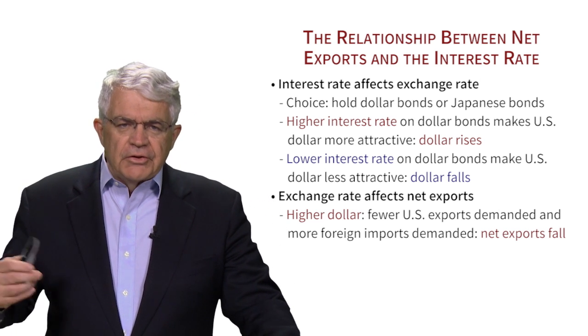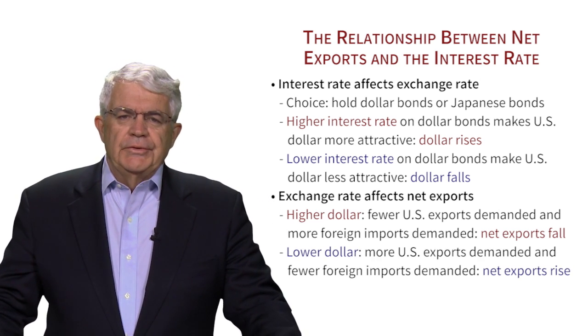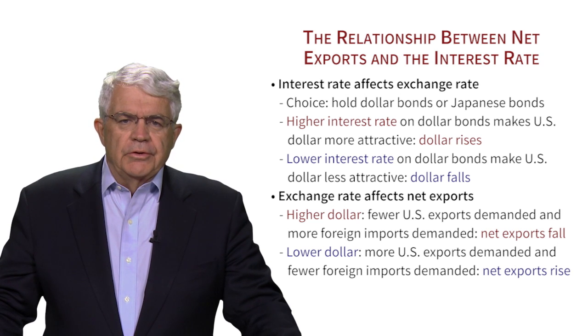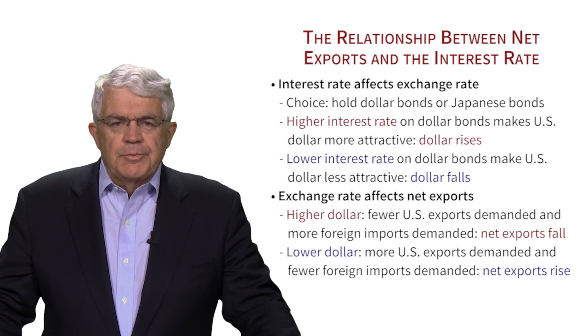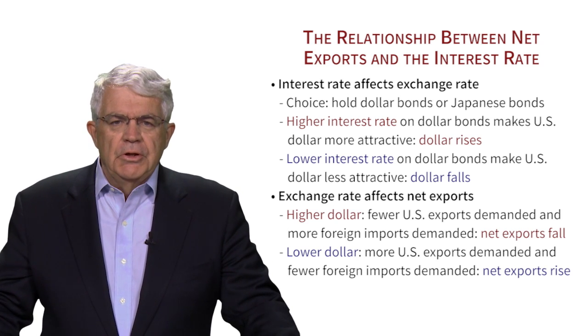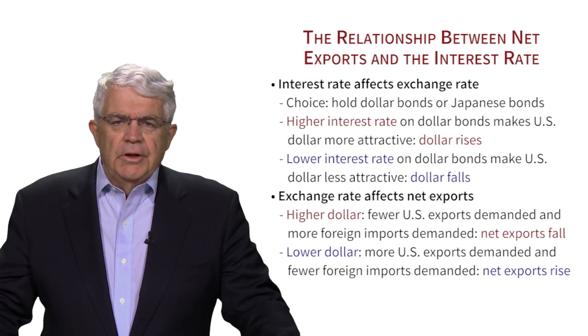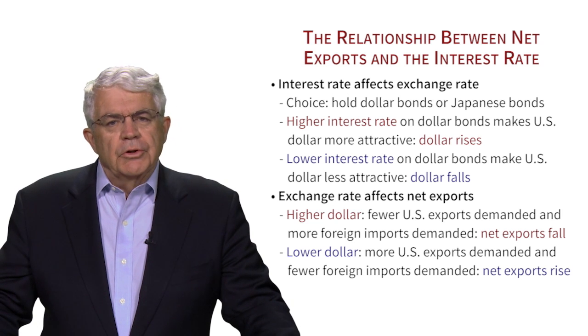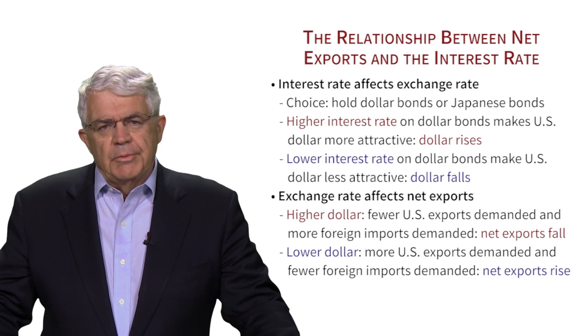And then finally, if you just reverse this, the same logic says the lower dollar will cause net exports to rise. Because of the lower dollar, there'll be more US exports demanded. Again, the logic is very much the same. US exports will be cheaper. It takes fewer yen to get a dollar, and the same thing will occur in reverse on the imports demanded.